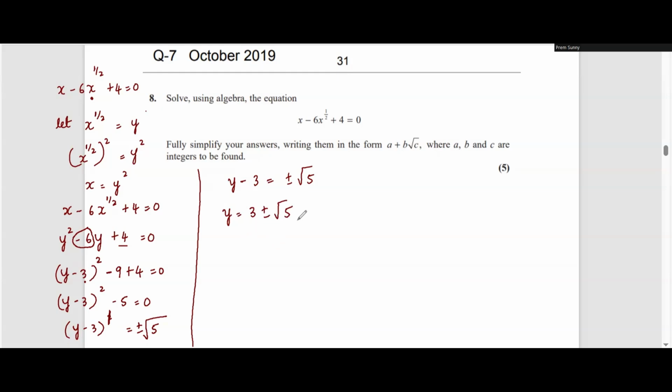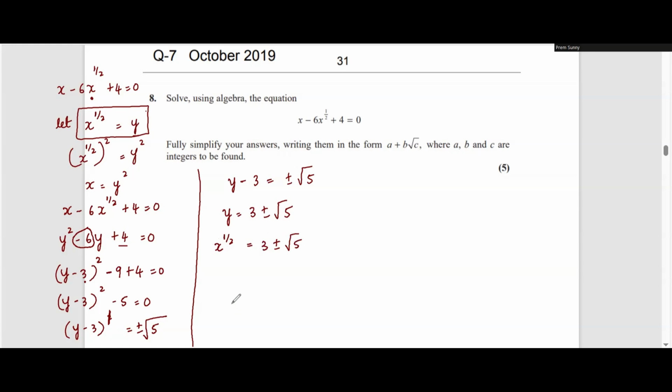Y is equal to 3 plus or minus root 5. But this is the answer for y. We don't want y. We need to simplify the answer to get x. I know I took y as x to the power of 1 by 2. Now, I am going to resubstitute it. Instead of y, I'll be resubstituting it back. X to the power of 1 by 2 is equal to 3 plus or minus root 5.